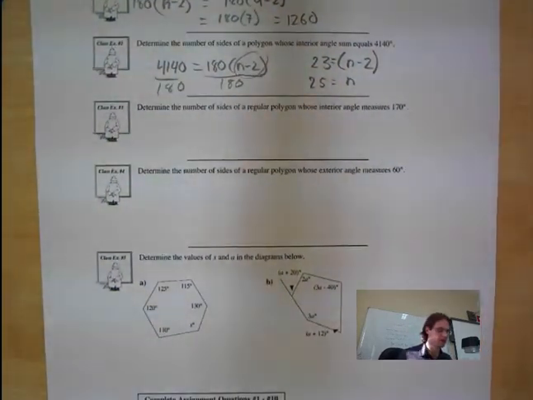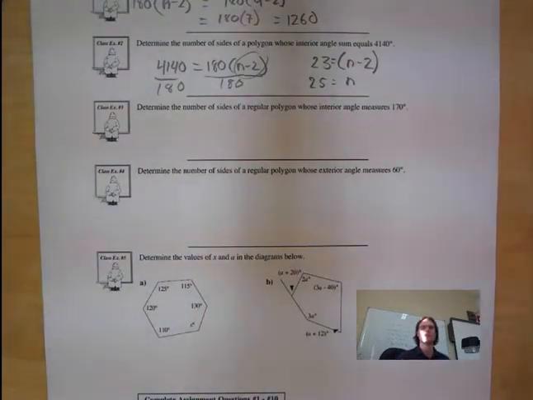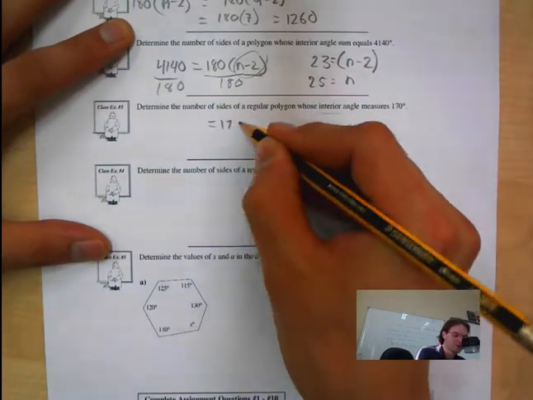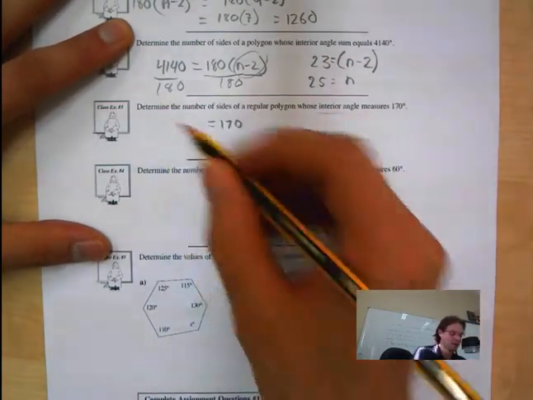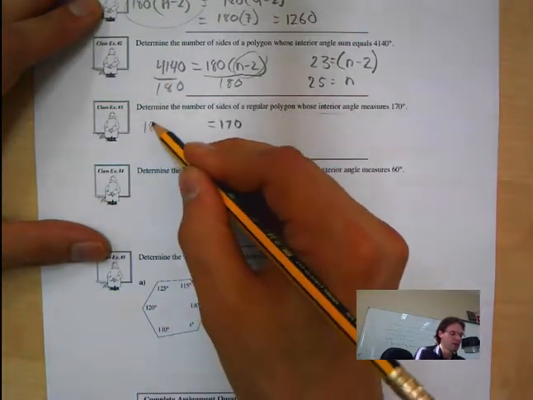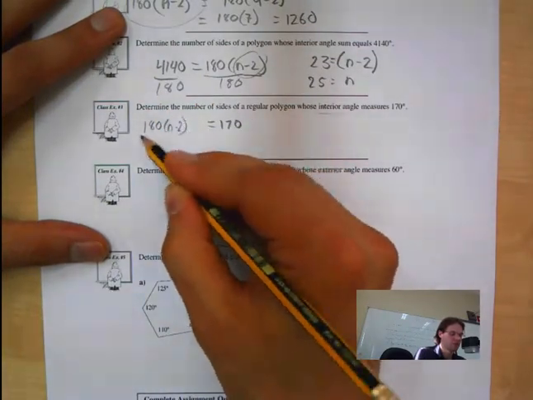Alright, next part says, determine the number of sides of a regular polygon whose interior angle measures 170. So the interior angle is 170. Alright, so that is our sum of angles divided by the number, right? So the sum of interior angles divided by the number of sides. So 170 is equal to this formula here divided by the number of sides. So I'm going to go 180 (n minus 2) divided by n.